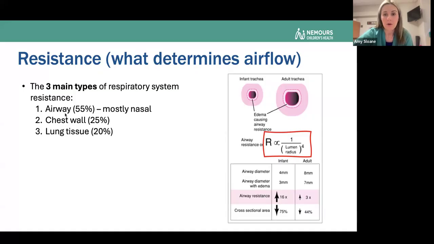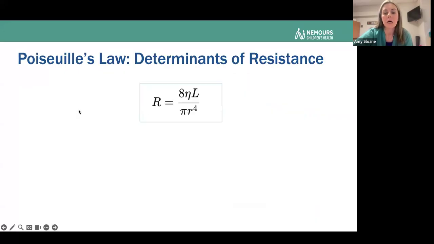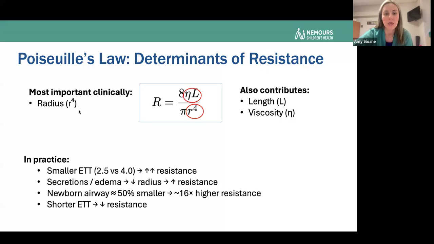Poiseuille's law, and I'm probably saying that incorrectly, is how we can describe resistance mathematically. And this is one of those formulas that will show up on the boards. Resistance is governed primarily by airway radius and is inversely proportional to the radius to the fourth power, as I showed before. And also contributing, but less so, are gas viscosity and the airway length. So because of this, the resistance is inversely proportional to the fourth power of the radius, again, just to hammer it home, meaning that even very small decreases in airway caliber lead to dramatic increases in resistance.